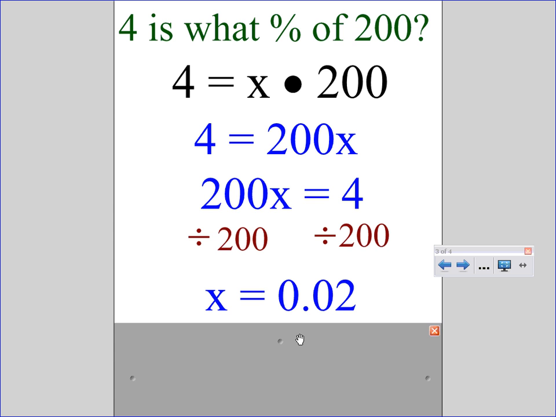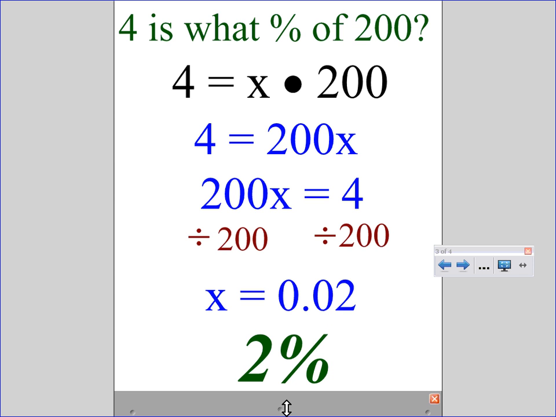Remember, you multiply by 100. Or you can simply just move the decimal place 2 units to the right. Either way, we get 2% as our final answer. So now, 4 is 2% of 200. Remember, you always want to go back. You always want to check your work. You always want to read your question after the fact and make sure your answer makes sense.